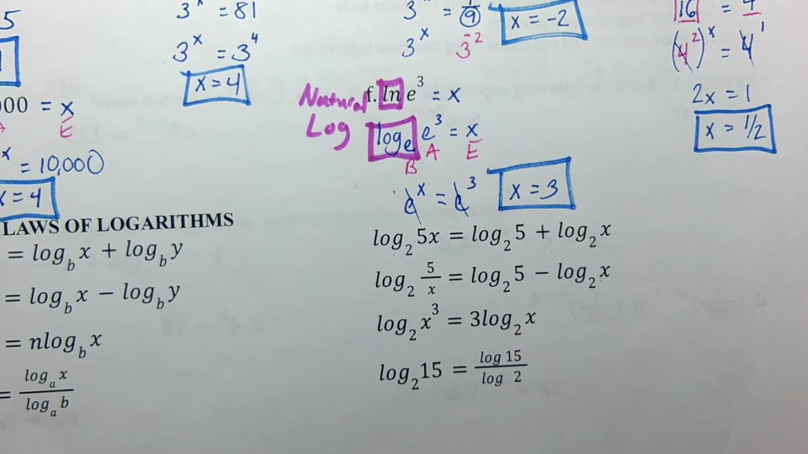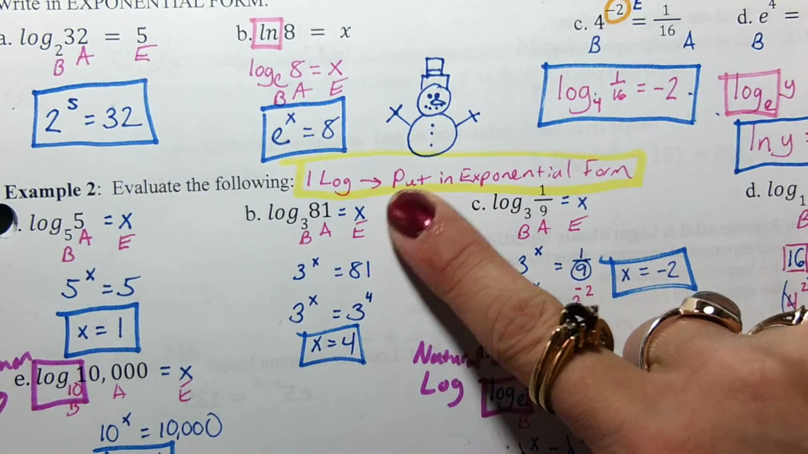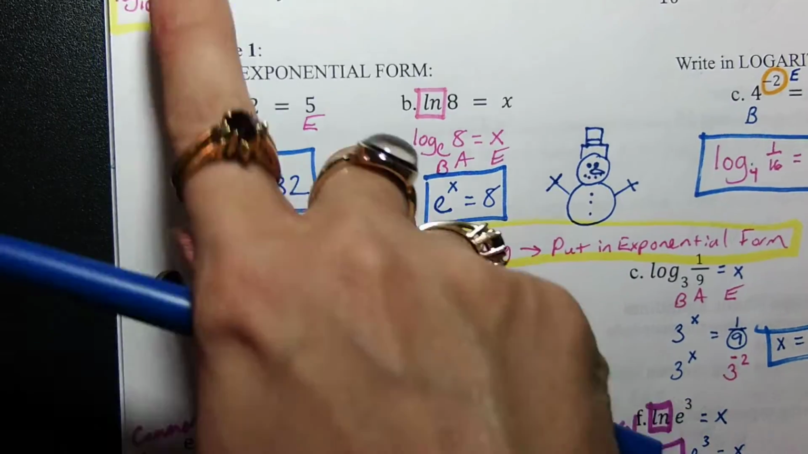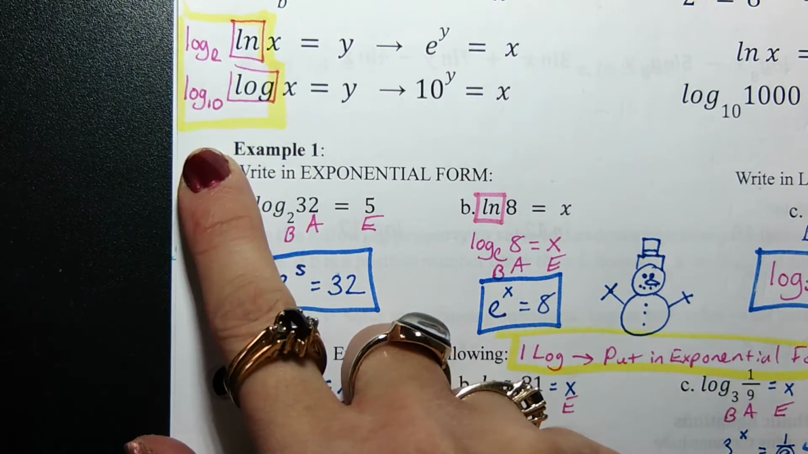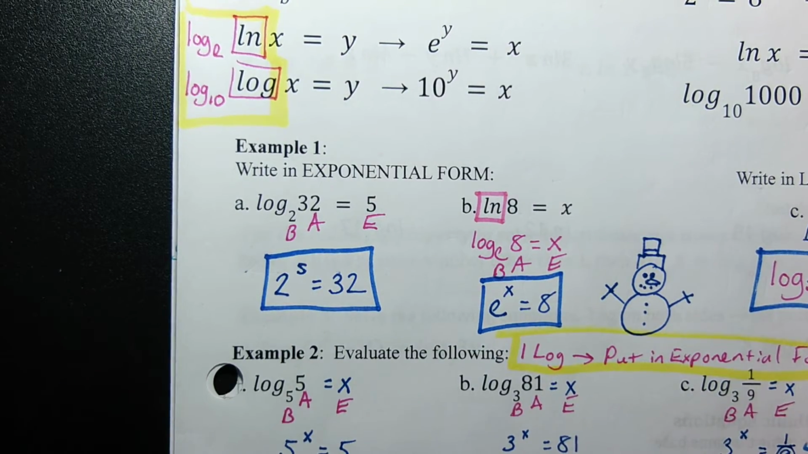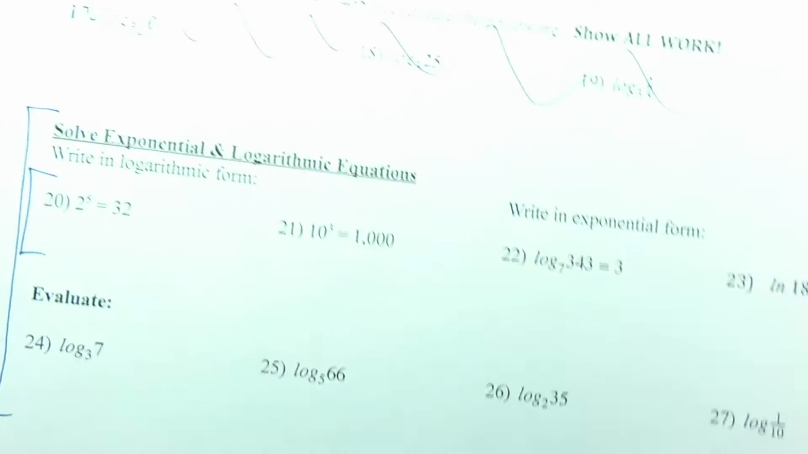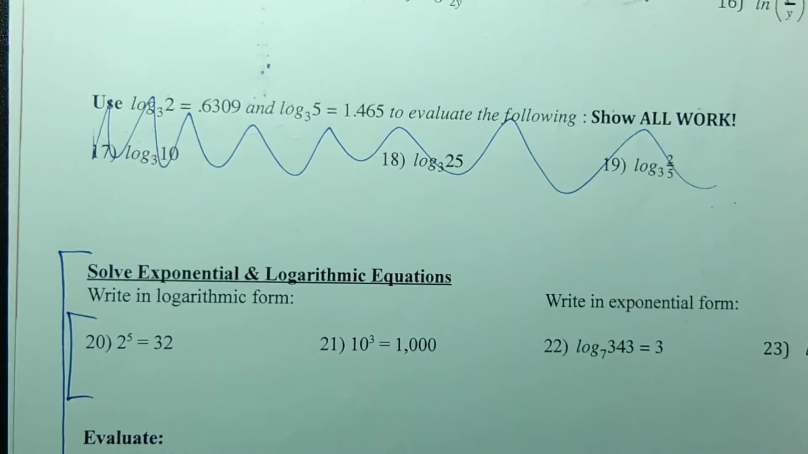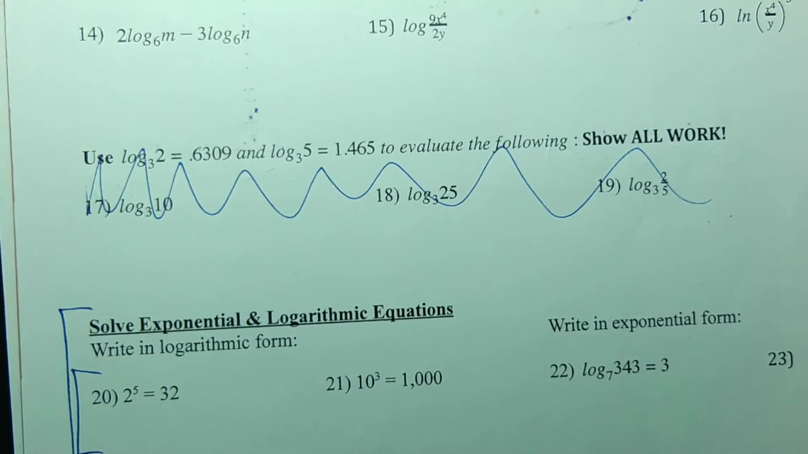So how do we solve a one-log expression? We put it in exponential form. Natural log is log base e. Common log is log base 10. We're now going to go into the guided practice. And I want you to turn to page 2. And you can cross off 17 through 19.